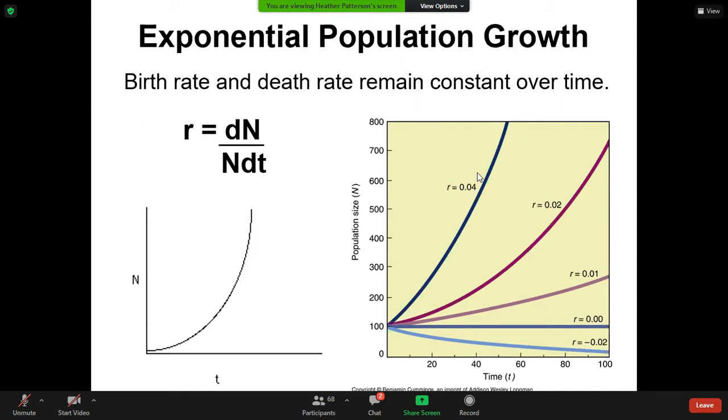So you can see all of our different R levels. I don't know, can you guys see my mouse? If I point, we can. Okay, so yeah, you can see as your R increases, you're getting a greater and greater rate of growth.